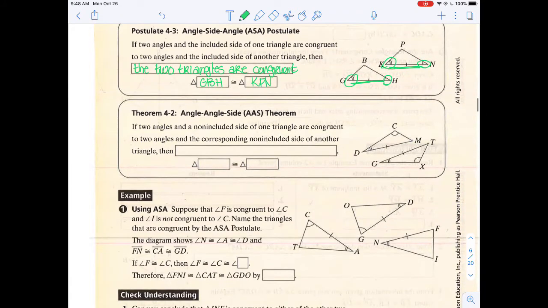Okay, then if we look at theorem 4.2, the angle angle side theorem: if two angles and a non-included side of one triangle are congruent to two angles and the corresponding non-included side of another triangle, then the two triangles are congruent.